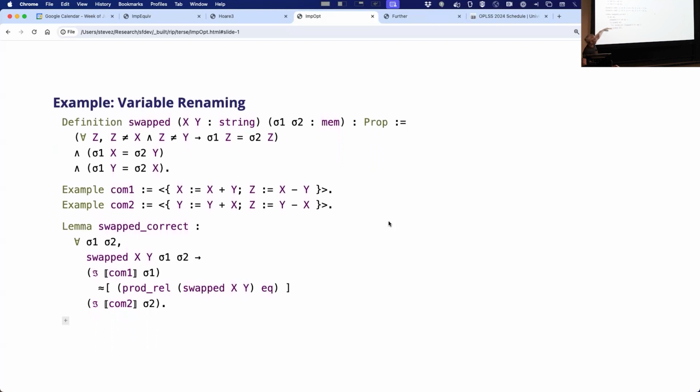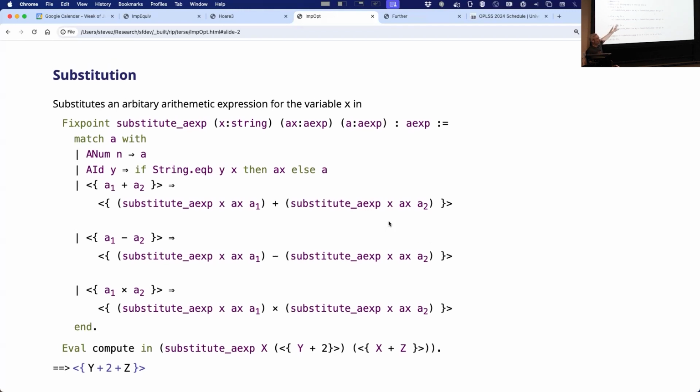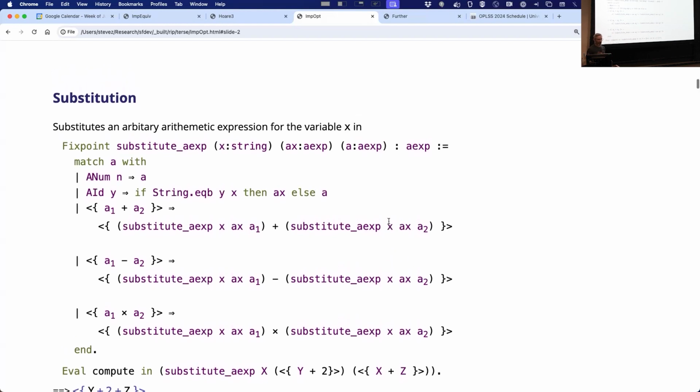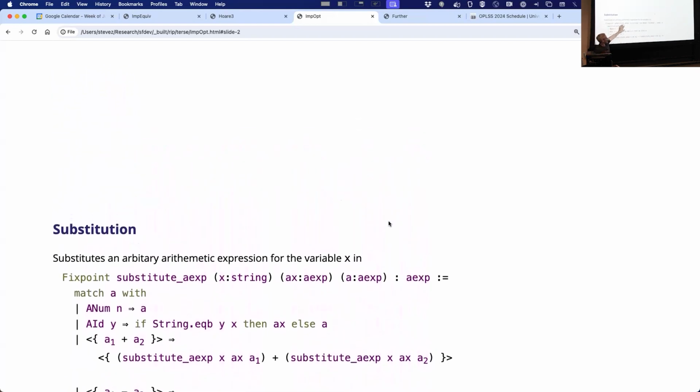But this basic idea of doing relational reasoning between programs can scale up. So at the beginning of the class, I showed how to optimize factorial by doing loop unrolling and constant folding and all this sort of stuff. So here is a piece of the code that you might need to implement such an optimization, right? So this is a substitution operation. It's all manipulating syntax.